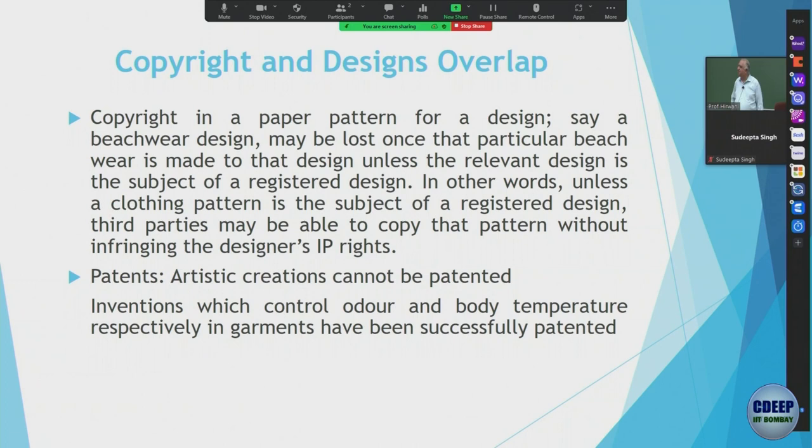Artistic creation cannot be patented, but today you have functional aspects which are being built into textiles, like odor control, body temperature, all those garments are patent protected.